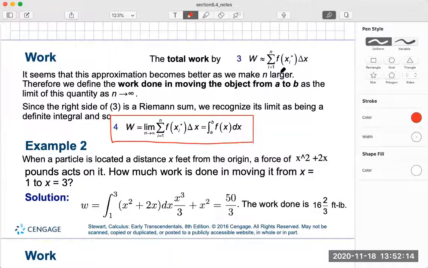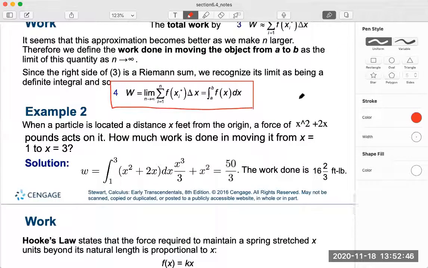Keep in mind that the direction of moving and the x direction must be the same. Otherwise, we need to change the sign. But now, let us consider another example. If a particle is located a distance x from the origin, okay, let us draw it down.